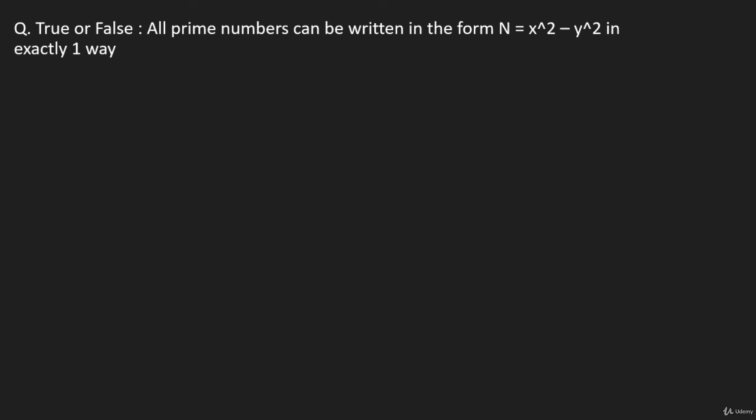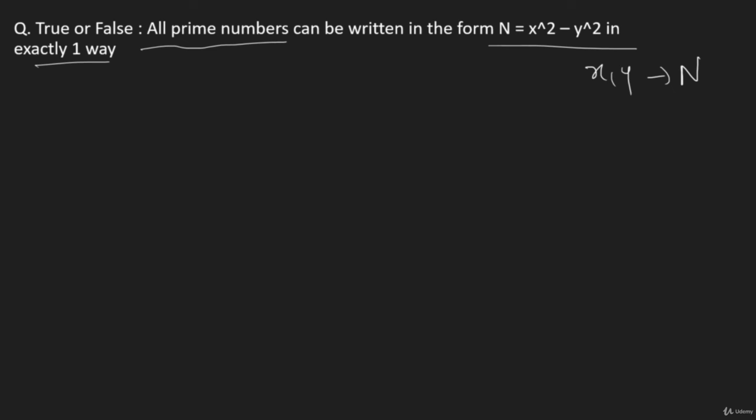Let's do this question. It's a true or false question. The question reads, all prime numbers can be written in the form n is equal to x square minus y square in exactly one way. And remember, x and y are natural numbers. Pause the video, give it a try, and then let's do it together. Alright, I hope you have given it a try.